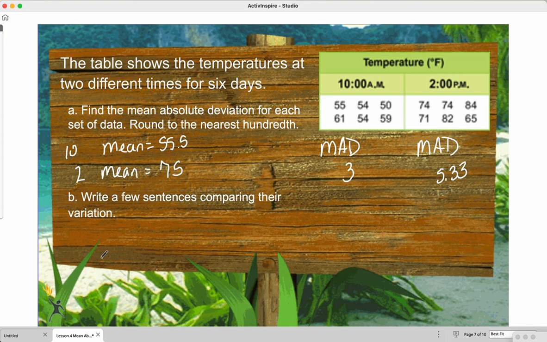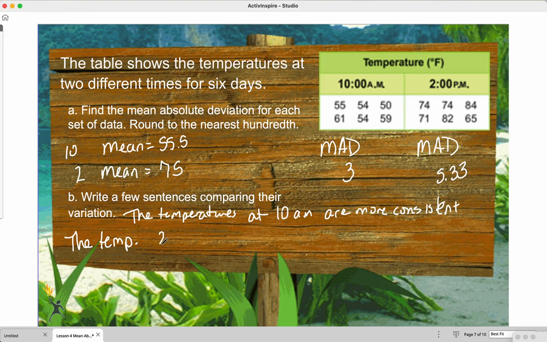Okay, so again, what that tells me is a lot of information. It tells me the temperatures, excuse my poor handwriting, temperatures at 10 a.m. are more consistent. So you know that that's pretty consistent data, that it's pretty common. There's not a lot of variation between the two. It tells me the temperatures at 2 p.m. have a greater variability. A greater variability means they change more often and have a wider range, because the larger the MAD, the more diverse the data, the more spread out your data is.